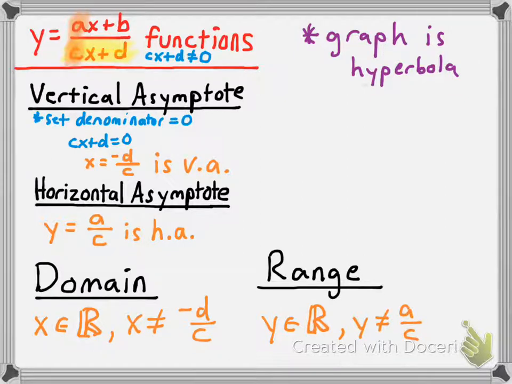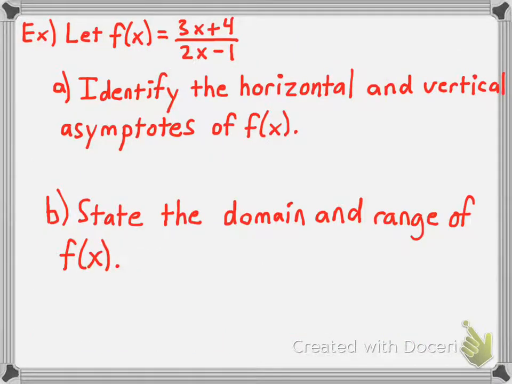Alright, so keep those things in mind whenever you ask what the domain and range of a y equals (ax plus b) over (cx plus d) function is. Now, I'm going to ask you that question right now. Let's take a look at such a function right here. And we're going to do the same things we did with the previous example in the last video with this function. We're going to first identify the horizontal and vertical asymptotes. Then we're going to state the domain and range of the function. And then on the next slide, we'll go ahead and graph that function as well.